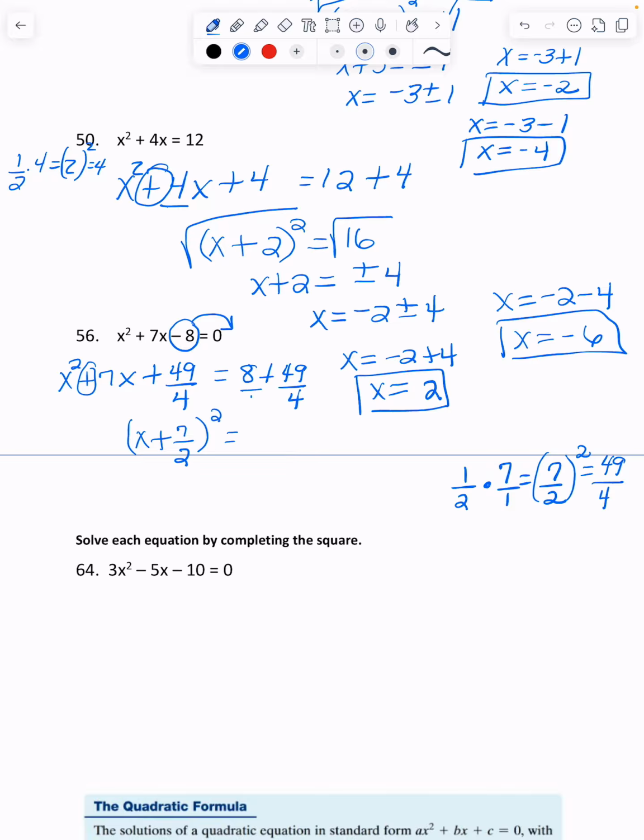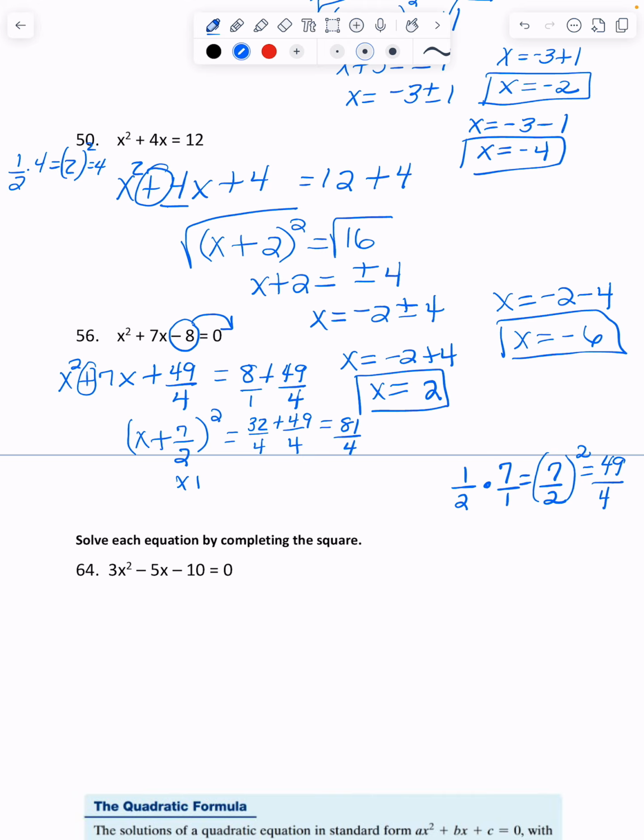On the right side, I'm going to have to get a common denominator. So my common denominator would be 4 in order to add these together. 1 goes into 4 four times. 4 times 8 is 32. So 32 fourths plus 49 fourths is going to give me 81 fourths. So let's see what we have now.